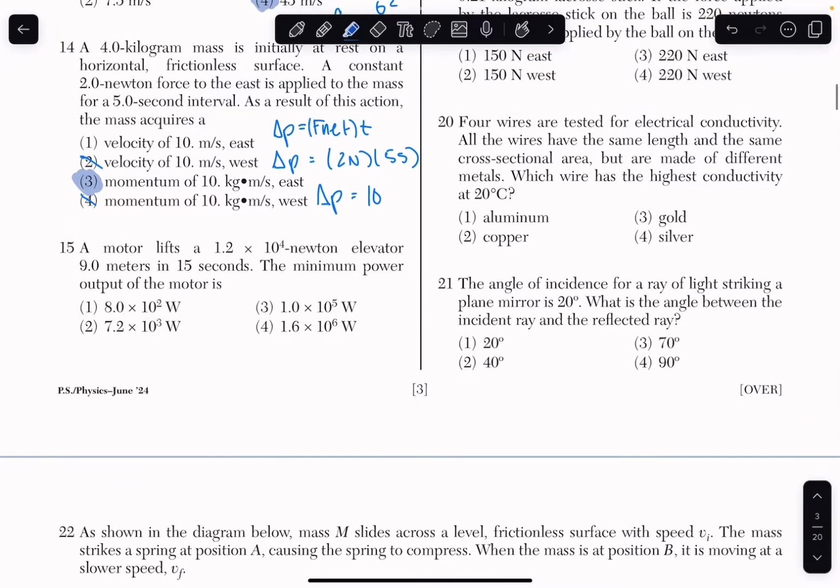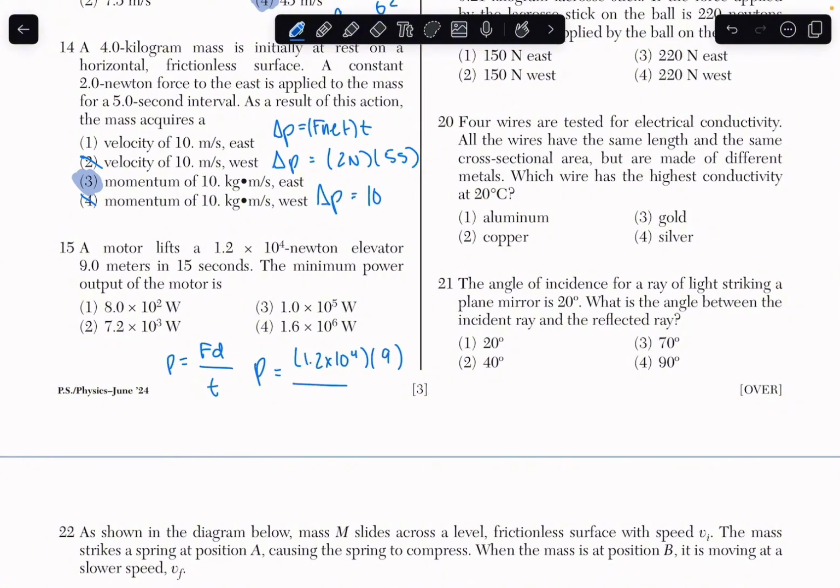15. A motor lifts a 1.2 times 10 to the 4th Newton elevator 9 meters in 15 seconds. The minimum power output of the motor is... So for this question, we're just going to use the power equation, which is power equals force times displacement over time. And we just plug that in. So power equals 1.2 times 10 to the 4th times 9 over 15. And once we do that, we're going to get an answer of 7.2 times 10 to the 3rd.